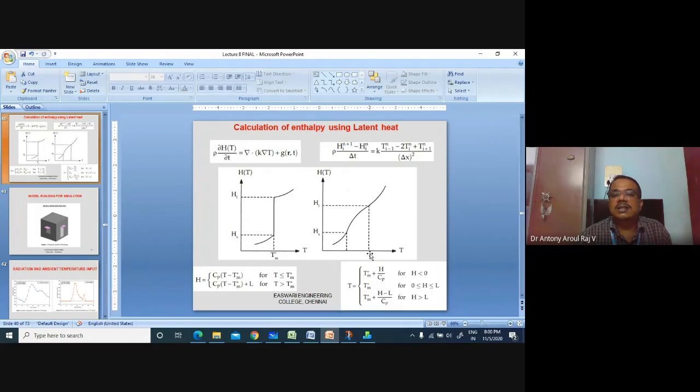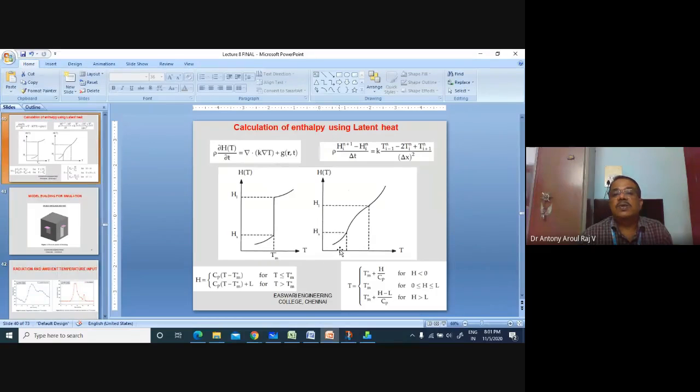For liquidus temperature it is Cp into T. But in between it will be the Cp value plus latent heat. So for each value of latent heat, for example, at 50%, I have to take 50% latent heat, because only 50% would have been melted. Similarly, 25%, 25% into latent heat. So that is how I have to add everything.